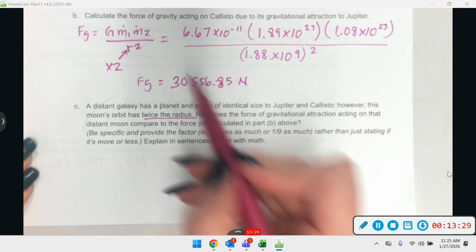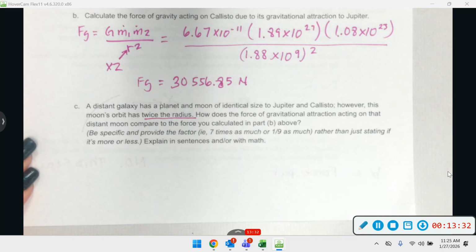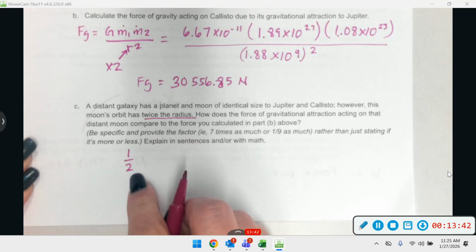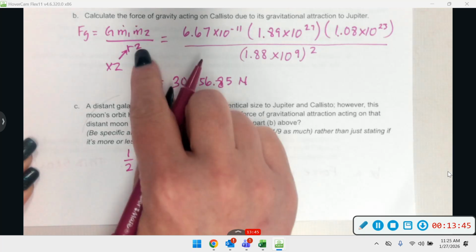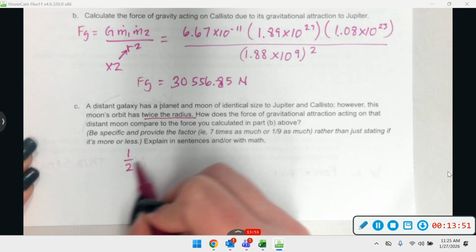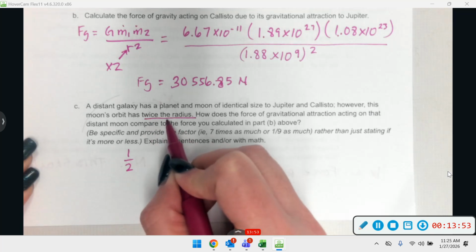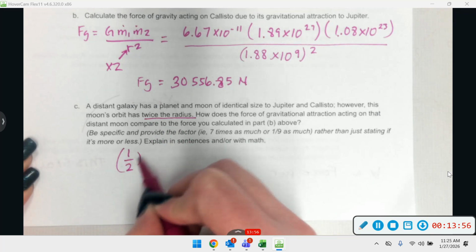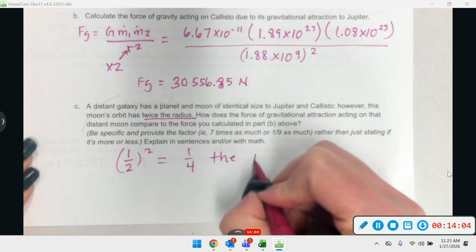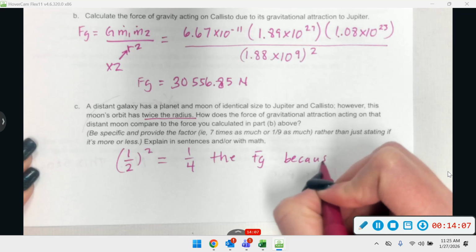So this time we're looking at the relationship between radius and force of gravity, or distance of separation and force of gravity, and that is an inverse square relationship. So it has twice the radius, but that means that we're not just dividing by twice as much, we're dividing by that squared. If it's inverse square, you're going to flip it. Twice the radius means factor of 2, flipped it, 1/2, and then you're going to square it. And when you do that, you're going to get 1/4. So you're going to have 1/4 the Fg because it's an inverse square relationship.